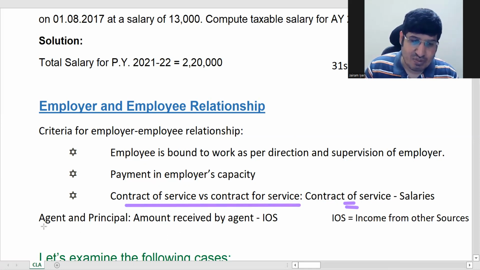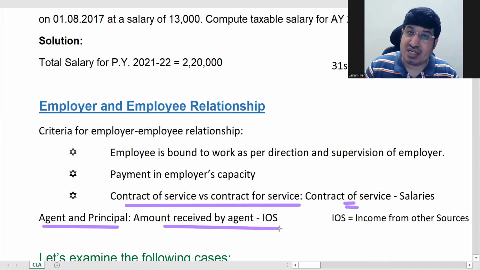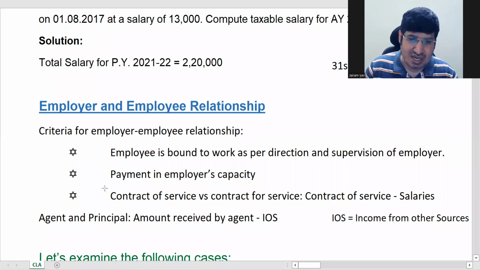Now see, the next point is agent and principal. In the agent and principal relationship, the amount received by the agent is income from other sources. Why? Because there is no employer-employee relationship between agent and principal. That's why the amount received is taxable as income from other sources. Always remember these 3 points, which are very, very critical in finding out whether any item is salaries or not.